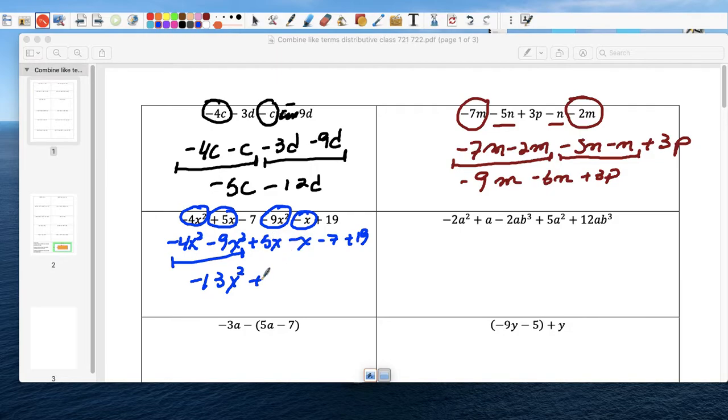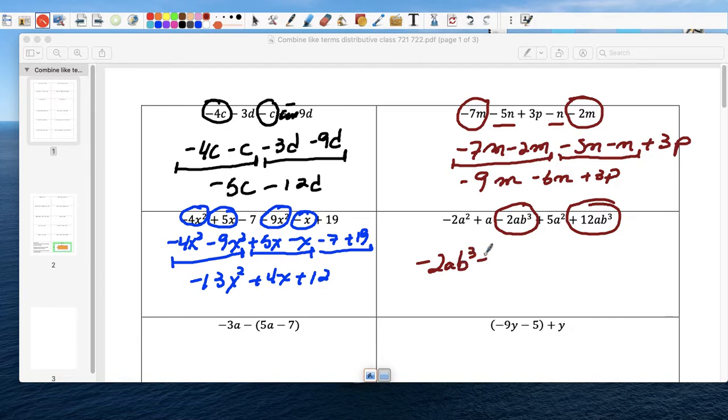5x minus x is plus 4x, and then negative 7 plus 19 is just positive 12. That's negative 2a. Sorry, not doing it in terms of exponent. Do that first. So we get negative 2ab cubed plus 12ab cubed, and then we'll do the squares. So we got these two here, minus 2a squared plus 5a squared plus a. So that a, there's no other like terms with a, so we don't have to worry about that.